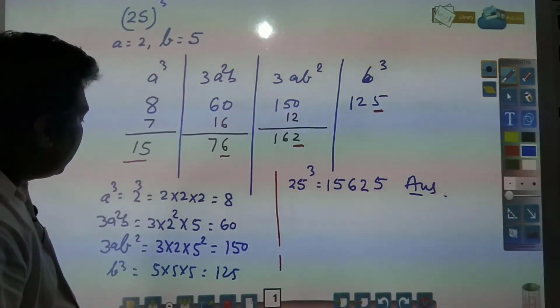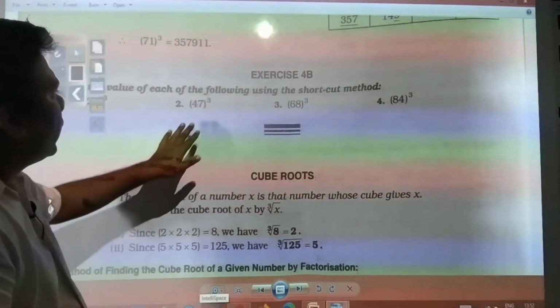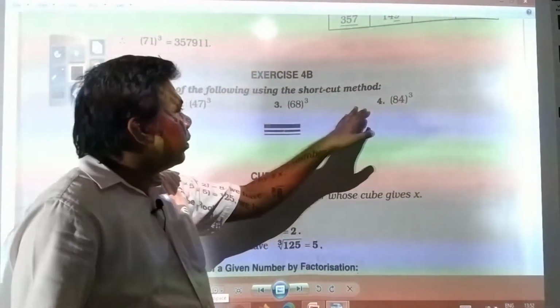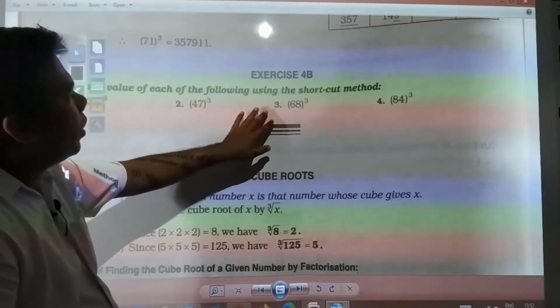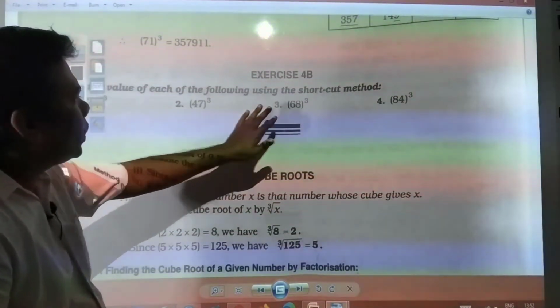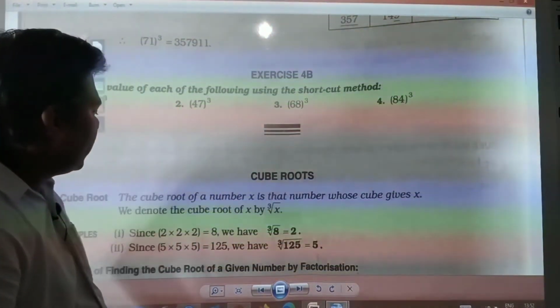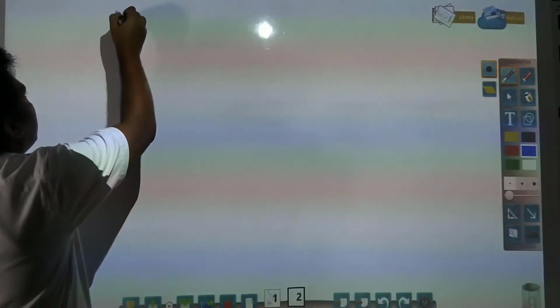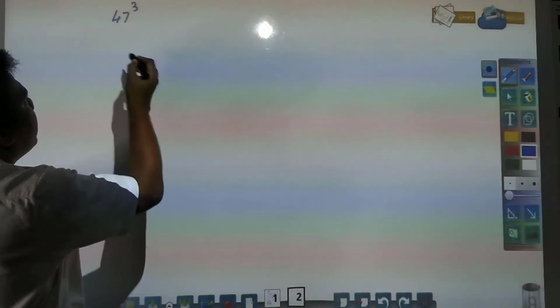So next we will see 47 cube you have, 68 cube you have, and 84 cube you have. I think you will be able to solve. One question I am solving, rest 2 questions you need to solve. 47 cube you see, how we will find out. 47 cube, again the same thing is required to be done.